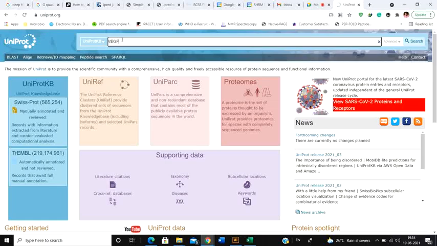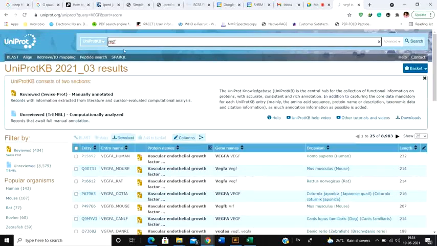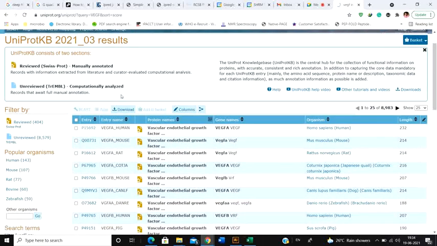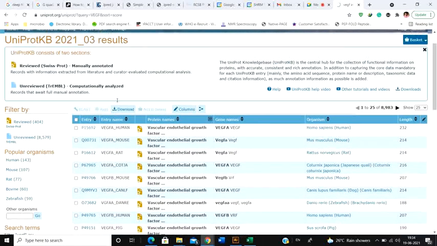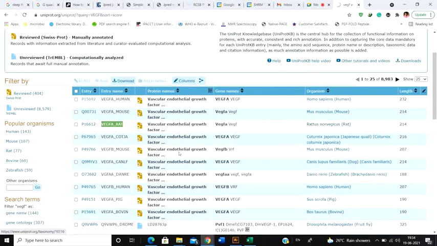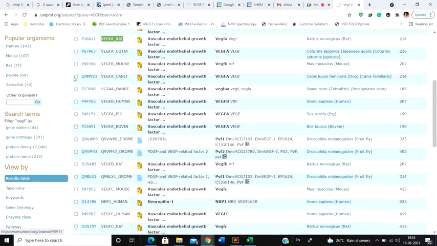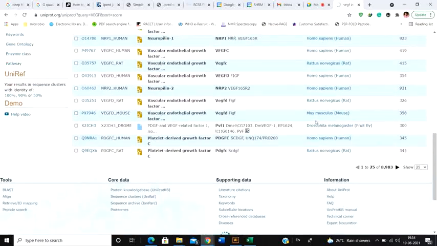Suppose I need to find out about the VEGF protein. Okay, so I will simply click on VEGF-A, and now it is going to show you all the results of the VEGF protein. First you get the VEGF-A that belongs to human, Homo sapiens. Next you get to see the VEGF-A protein of mouse, Mus musculus. Then the VEGF-A of rat, the Rattus norvegicus. The VEGF-A of Coturnix japonica. Like that you get to see the VEGF of all the different species.